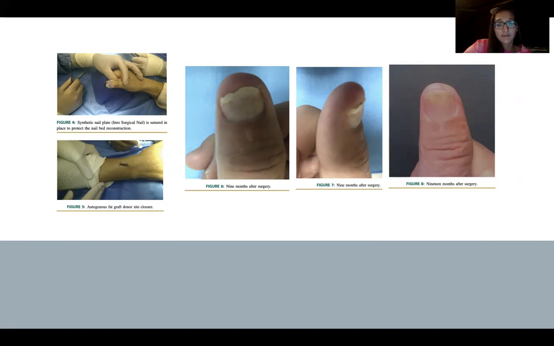And in figures 6, 7, and 8, upon follow-up at 9 and 19 months after surgery, the patient was doing well with a new nail plate growing in place with excellent appearance, adherence of nail, and function of his thumb.